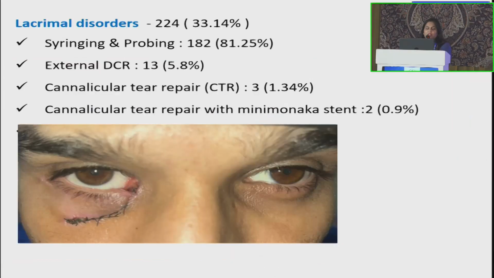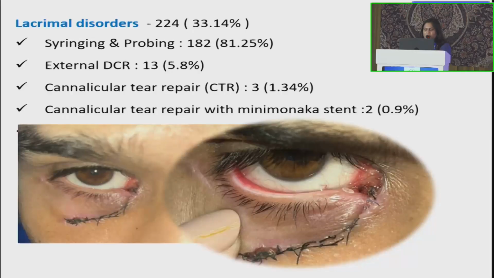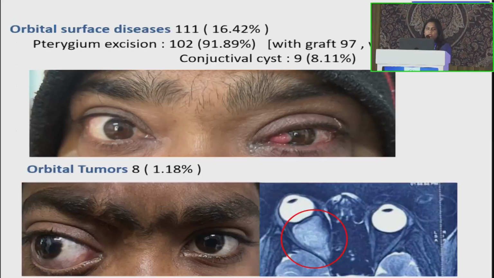The lacrimal disorders consisted of 224 patients, in which the majority fell under the category of syringing and probing, followed by external DCR and canalicular tear repair with mini Monoka. So this is an example of one of the patients with mini Monoka.